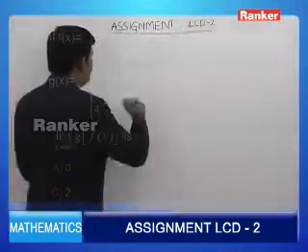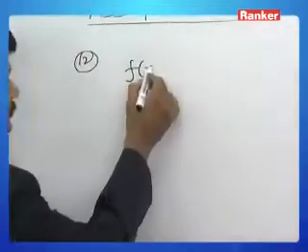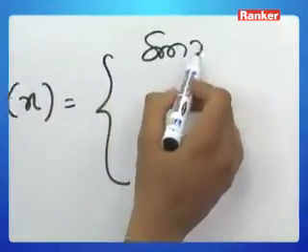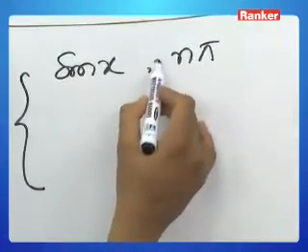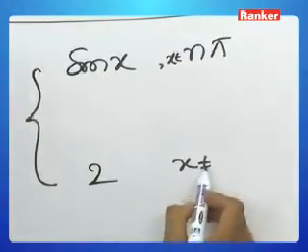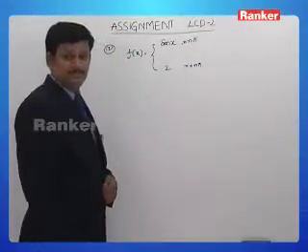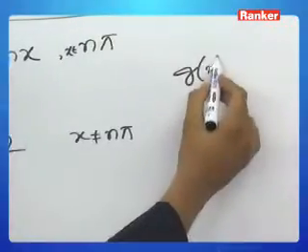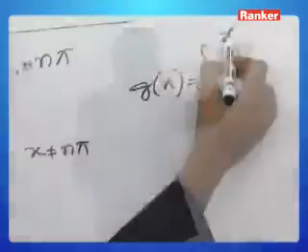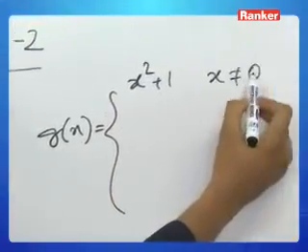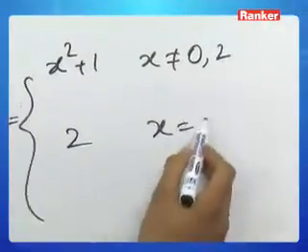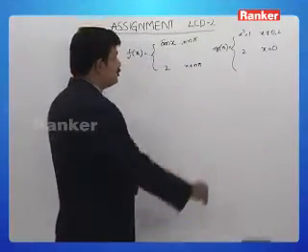In this question, f of x is given as sin x when x is of the form n pi, where n is an integer, 2 when x is not an integral multiple of pi, and g of x is given as x square plus 1 when x is not 0 or 2, 2 when x is 0, and 4 when x is 2.